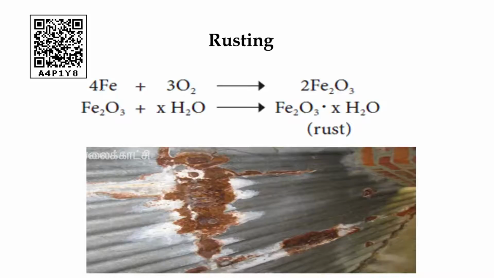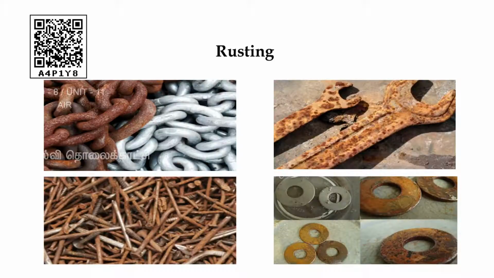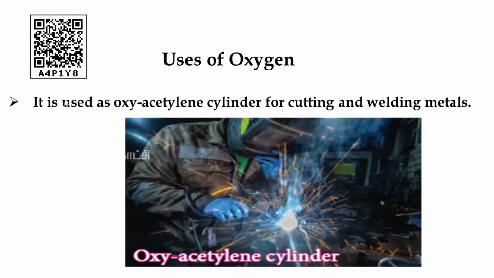That oxide is known as ferrous oxide. When the ferrous oxide is attached with water molecules, that compound is known as hydrated ferrous oxide. That compound is known as rust. So rust is also produced by the process of oxygen. Then next, the uses of oxygen.